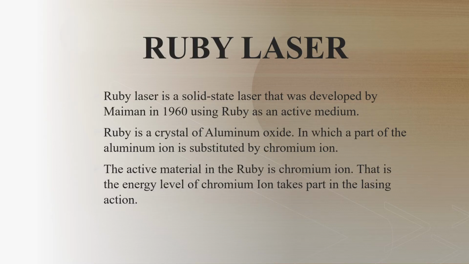So let's discuss the Ruby laser. Ruby laser is a solid state laser that was developed by Maiman in 1960 using ruby as an active medium. Ruby is a crystal of aluminum oxide in which a part of the aluminum ion is substituted by chromium ion. The active material in the ruby is chromium ion. That is, the energy level of chromium ion takes part in the lasing action.